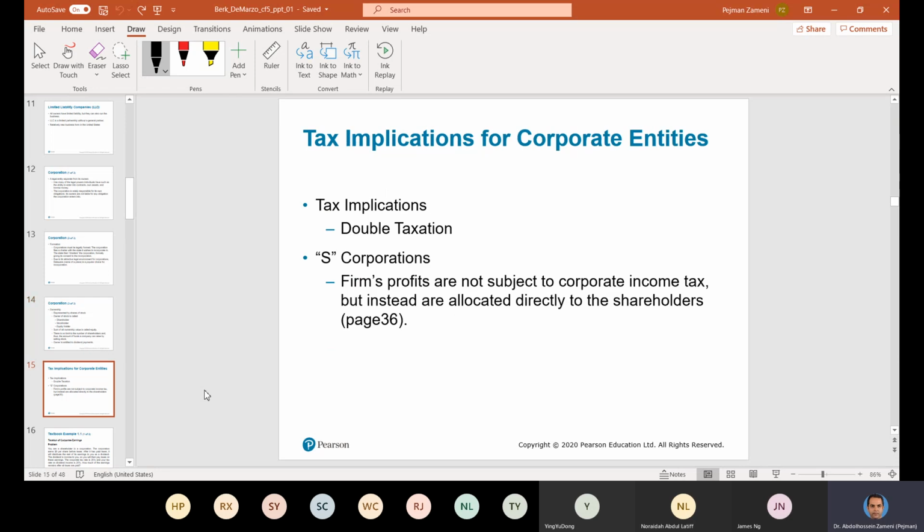Okay, tax implications for corporate entities. The tax implication is called double taxation. Any idea what is double taxation? Hello guys, any idea what is double taxation?